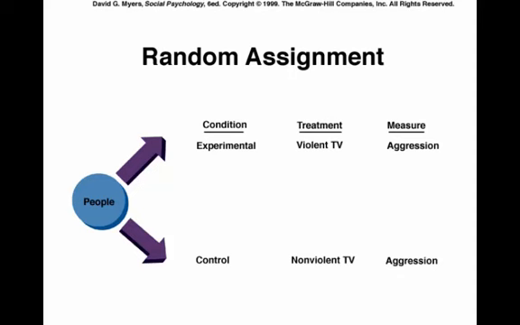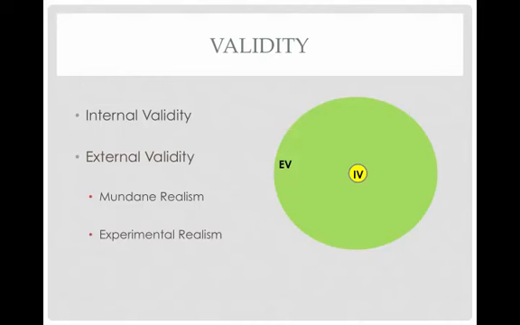Validity, internal validity and external validity. These are really important concepts for us to be aware of when we're looking at experimental design as well. So internal validity is the extent to which we measure the true impact of the independent variable. So basically we say we're going to measure this, and we actually do. So the extent to which we measure what we say we are going to measure.